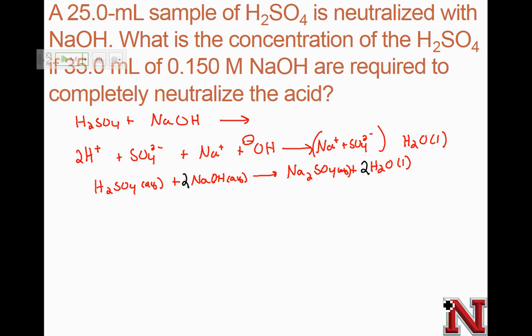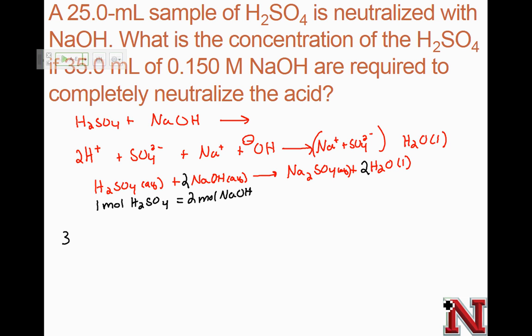So what we're trying to figure out is what was the original concentration of H2SO4. So what we need to know is how many moles of sodium hydroxide did it take to neutralize our H2SO4, and how many moles of H2SO4 did we have. We can do that because we know, based on our chemical equation, that for every 1 mole of H2SO4 reacts with 2 moles of sodium hydroxide. So since we know that relationship, we can do this.